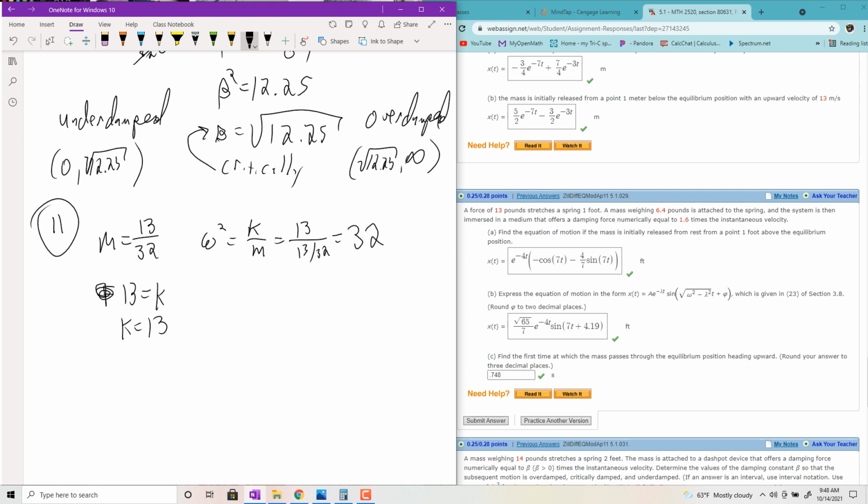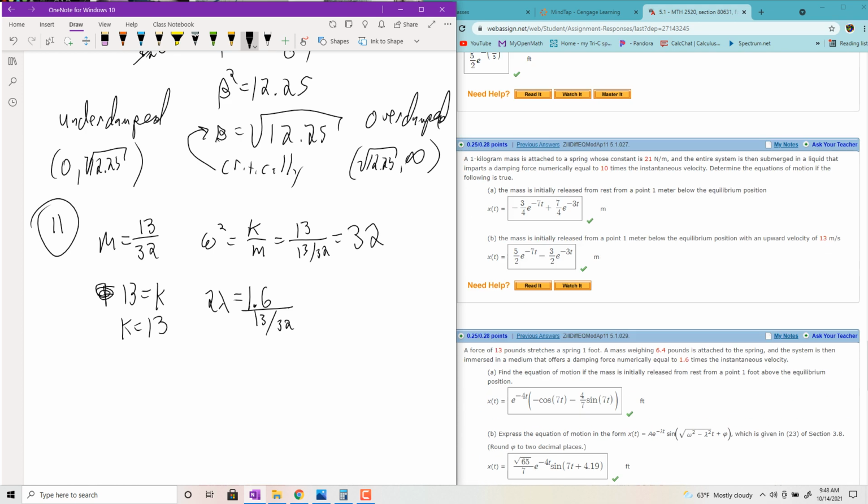2 lambda, you're going to need beta. Okay, so 2 lambda, it says the damping force is numerically equivalent to 1.6 times the instantaneous velocity. So you have 1.6 for beta, and then divided by m, which is 13 all over 32.